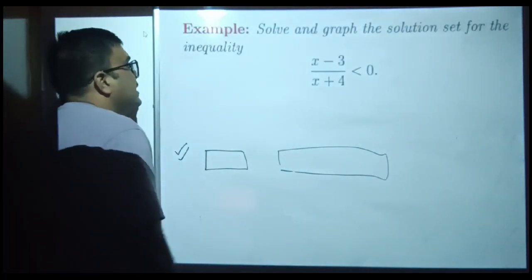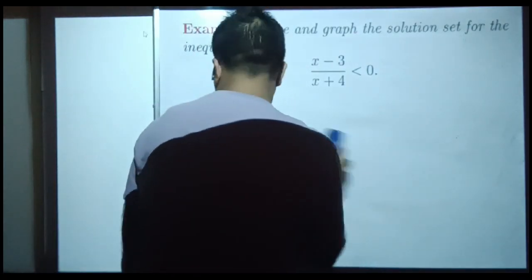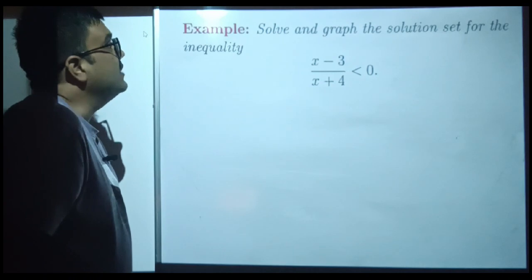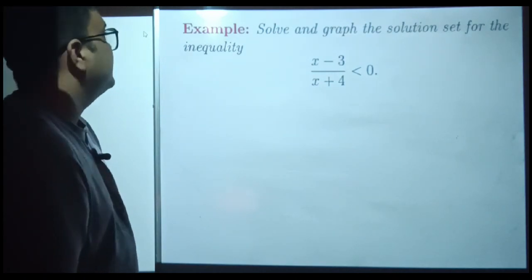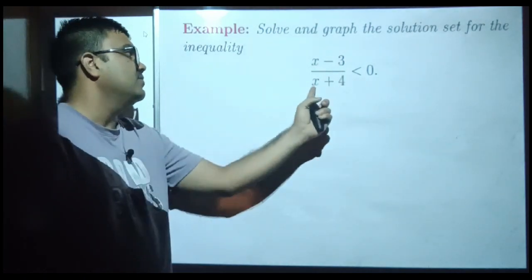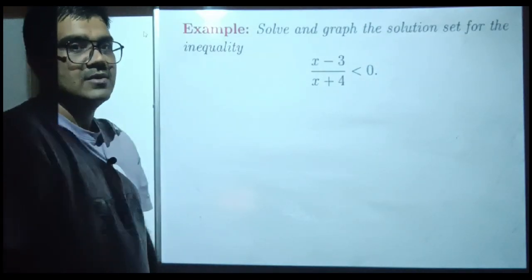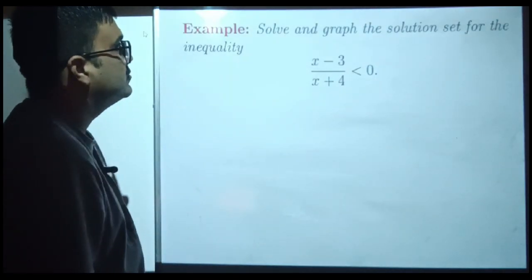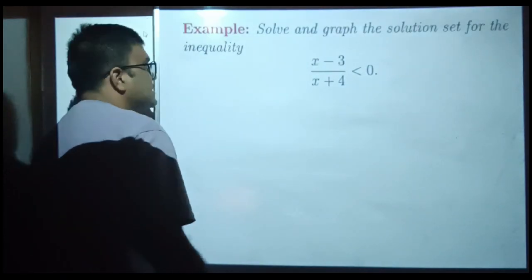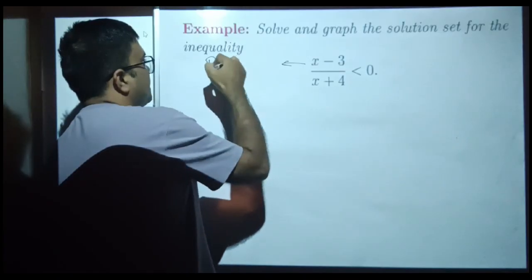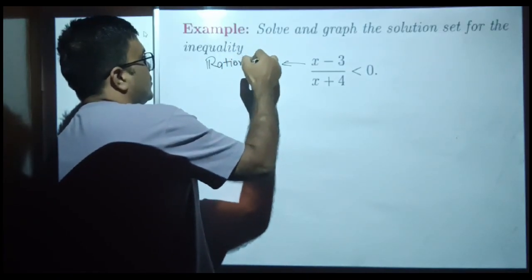So let's try to solve certain problems now. We have to solve and graph the solution set for the inequality x minus 3 over x plus 4 is less than 0. How are we going to consider these kinds of inequalities? These are rational polynomials.